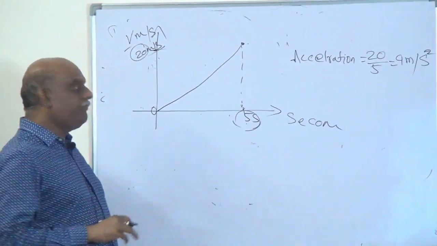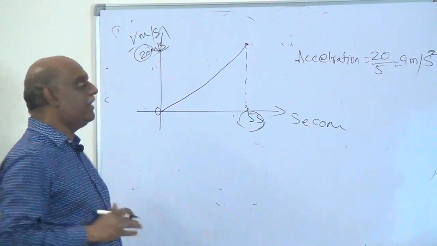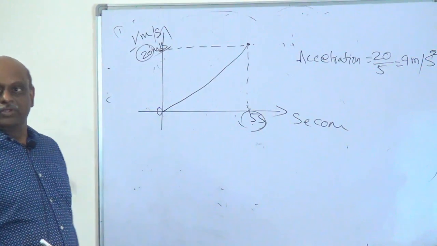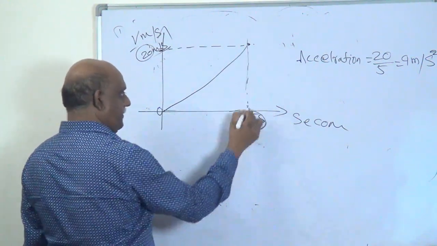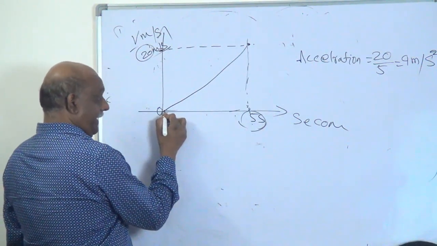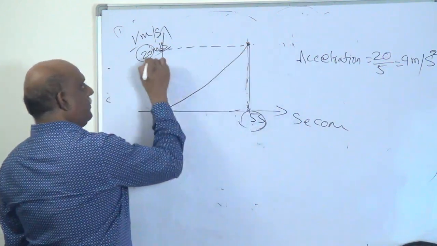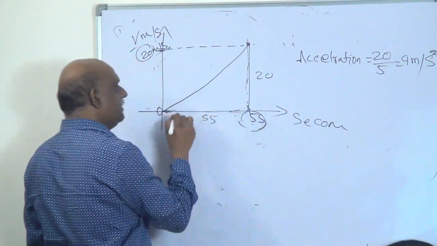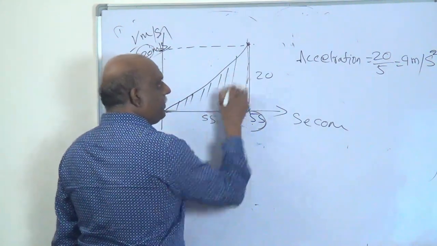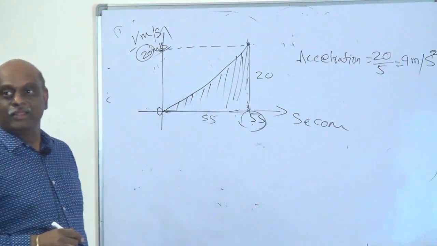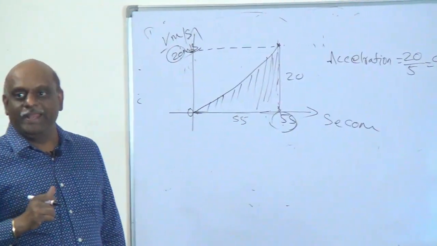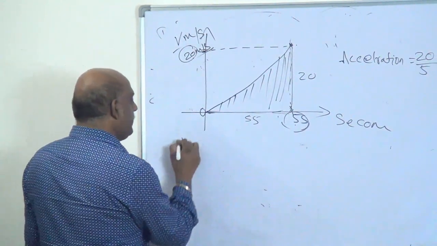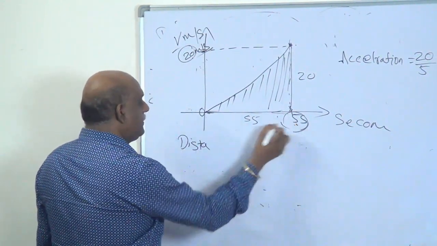Now, if you look at the area of this triangle, triangle kahan hai, kya hai? So, this is the triangle that we need to consider. This is the height of this triangle, 20 meters. And the base of the triangle is 5 seconds. Aur ye jo area hai na, so if you can calculate the area of this triangle, it will give you what is the distance it traveled in this 5 seconds.